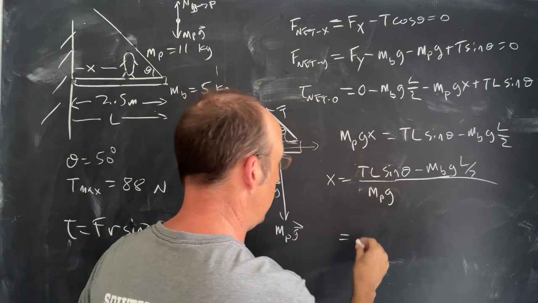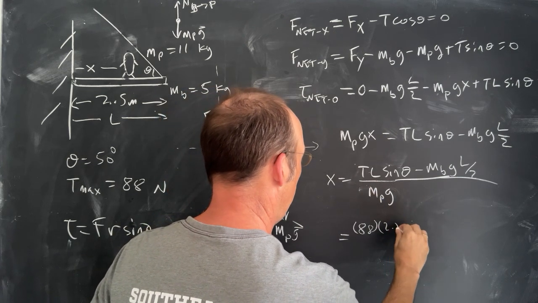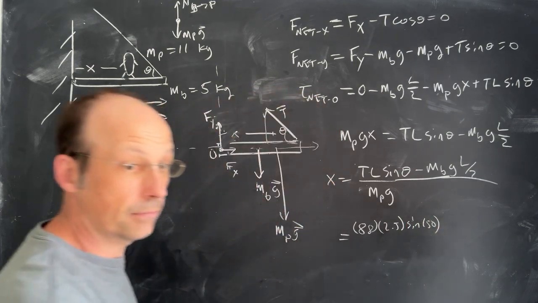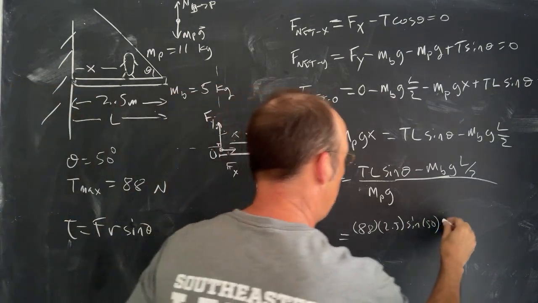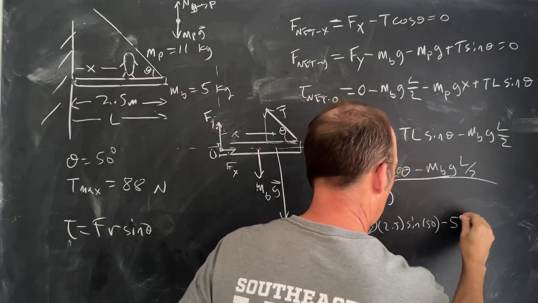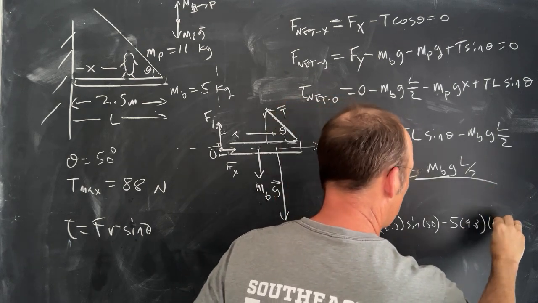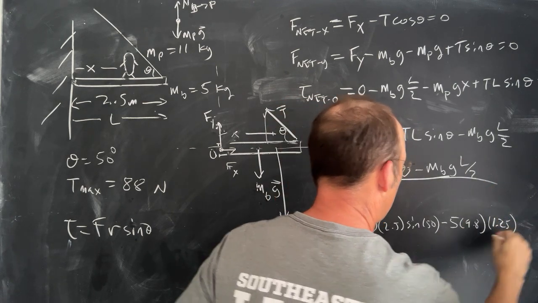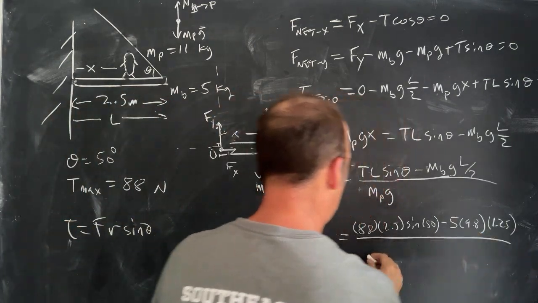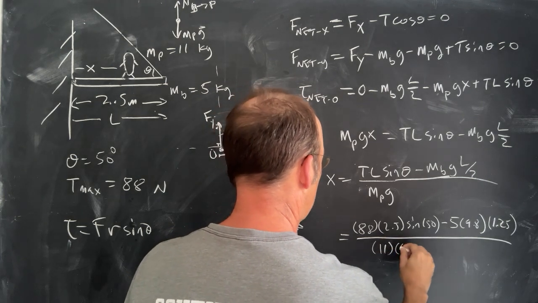Let's put in our values. I know T, 88.25, sine of 50, minus the mass of the board, which was 5 kilograms, times 9.8, times length over 2, so it's 1.25. Did I run out of room? I made it. Okay, divide all of that by the mass of the penguin, which is 11, times 9.8.